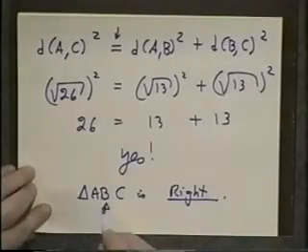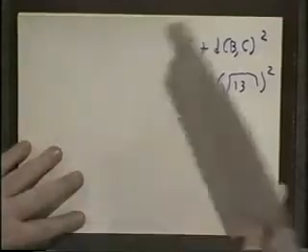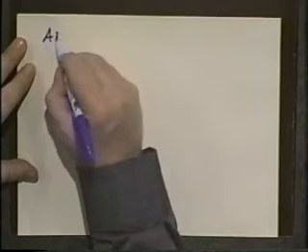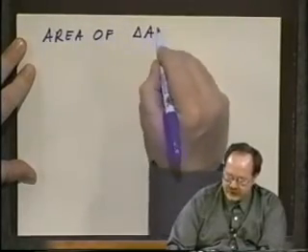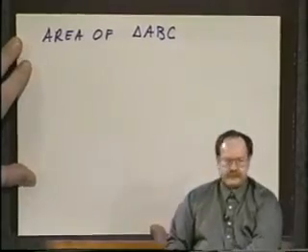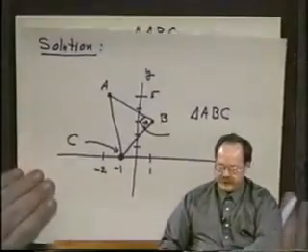Okay, so the right angle is at B. Now, there was one other question we needed to answer. What is the area of triangle ABC? Well, let me bring the picture back.